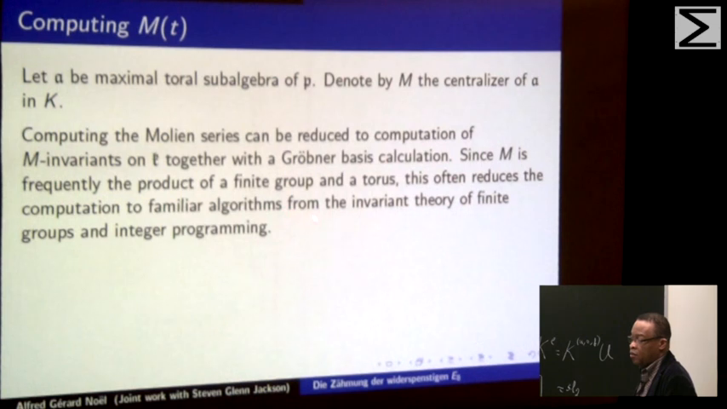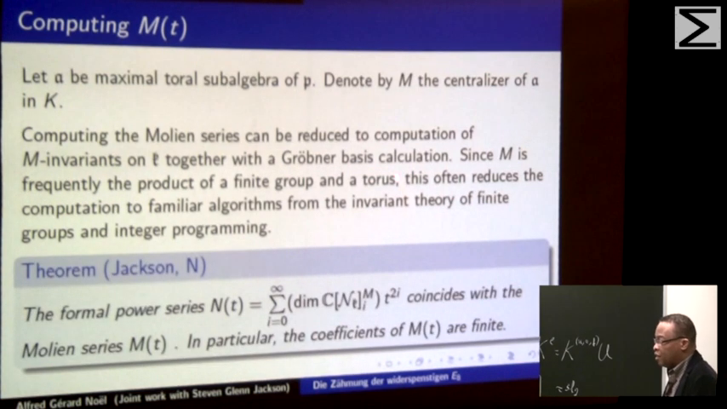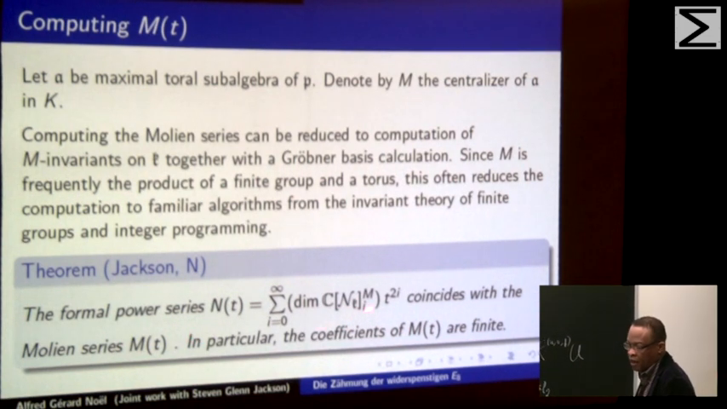And this we know exactly how to do using invariant theory of finite groups, but really a lot of stuff that comes out of the Dixon and Kemper papers. So I told you earlier that I had some problem with the dimension of the AI. It turns out that this theorem tells us that we don't have to worry too much, because this formal power series turned out to coincide with the Molien series. That tells you, in fact, because those are finite.